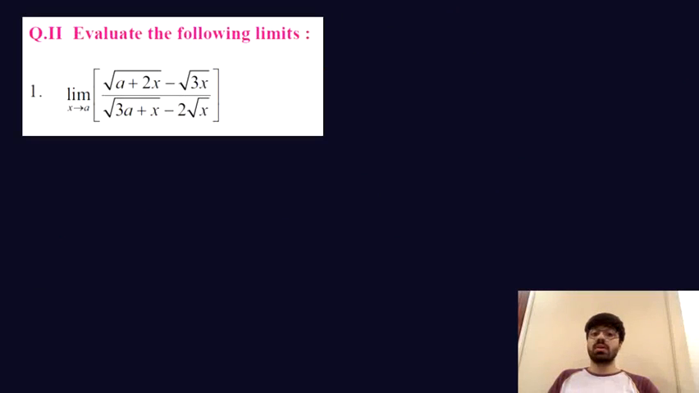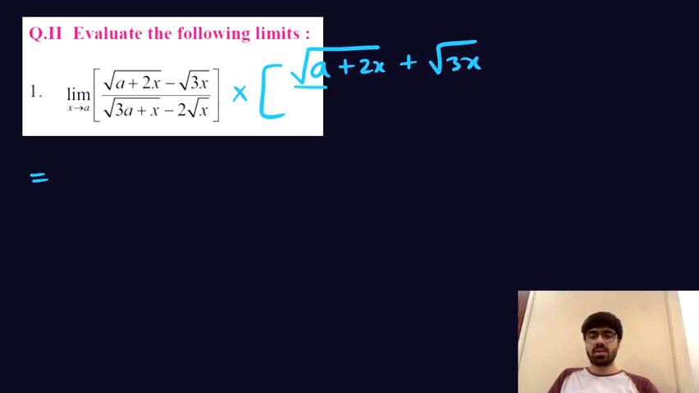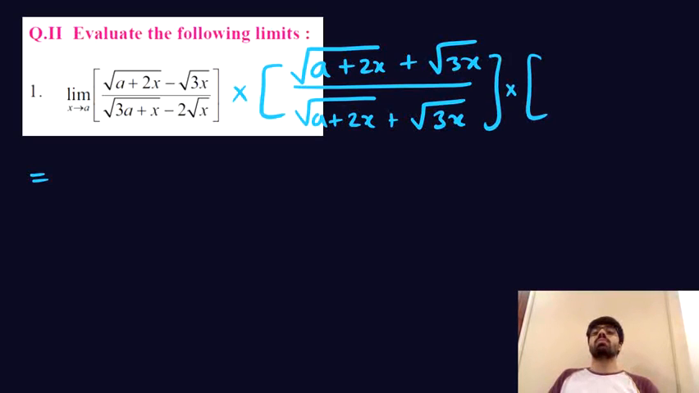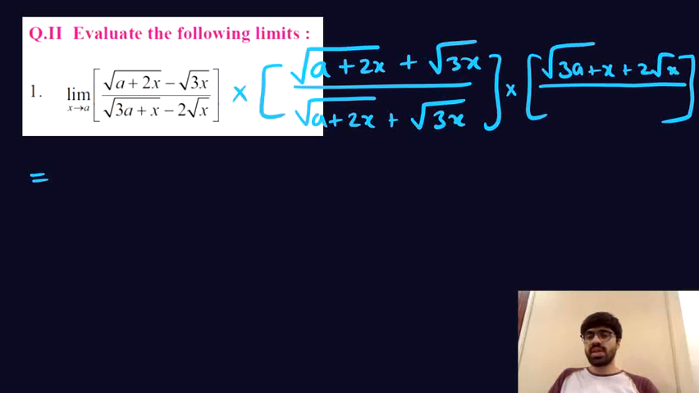Let's go ahead with the first question of the second main question. Again we have to rationalize, and the rationalization will be done twice. So in the numerator that will be root over a plus 2x plus root over 3x divided by root over a plus 2x plus root over 3x. Multiply with the conjugate of the denominator as well, that is root over 3a plus x plus 2 root x, root over 3a plus x plus 2 root x.